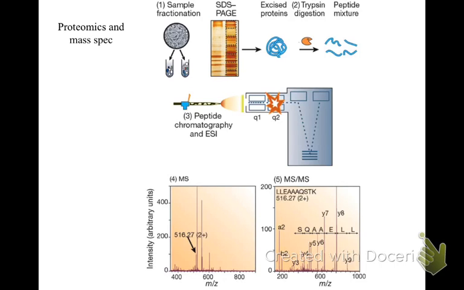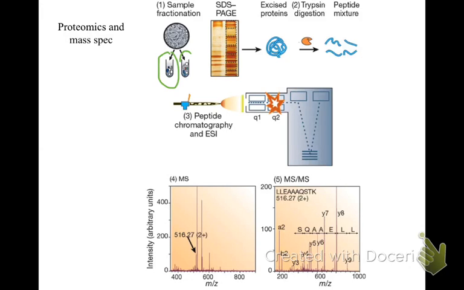Sometimes we use reverse genetics to learn more about our organism of interest, and we could use proteomics and mass spec analysis to understand and identify a gene of interest. So for example, we would start with a sample and fractionate.